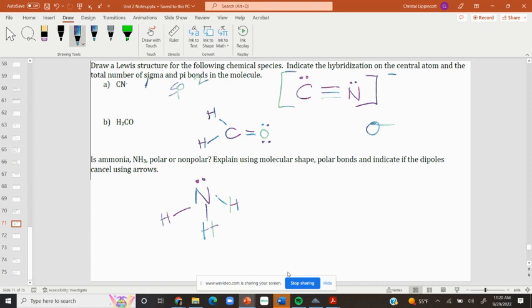We are going to talk about molecular shape here. The molecular shape for this is trigonal pyramidal, right? Trigonal pyramid.